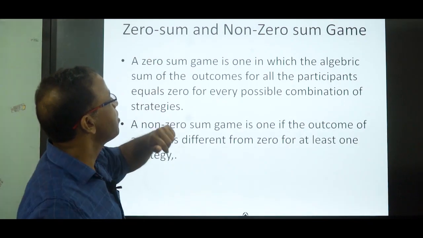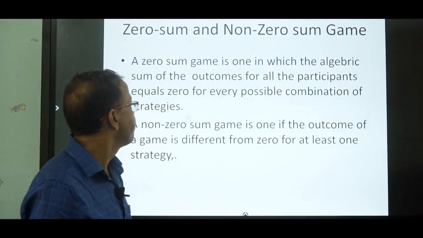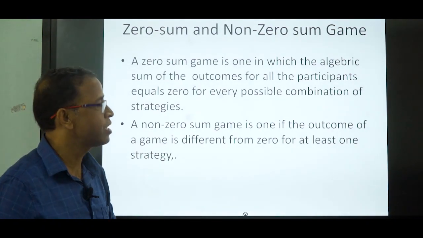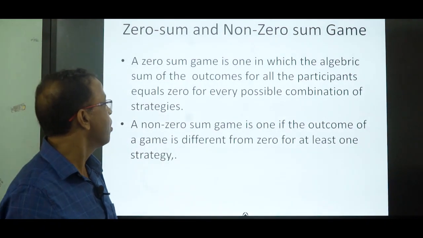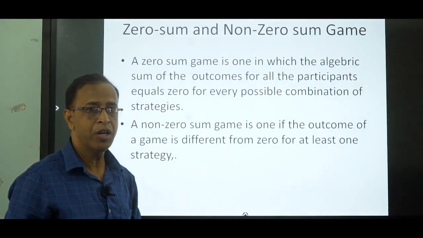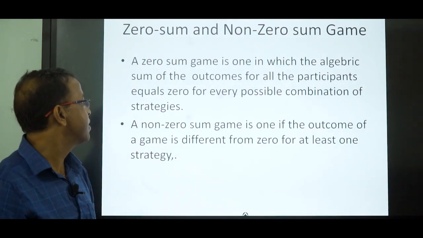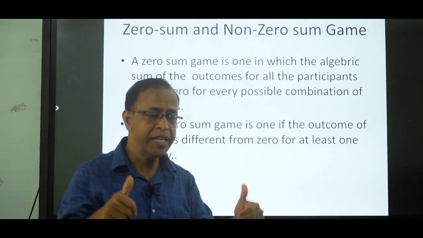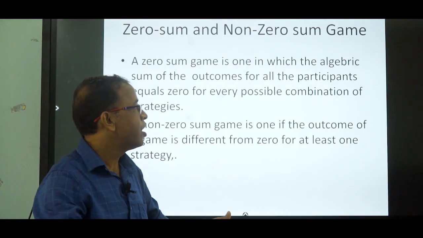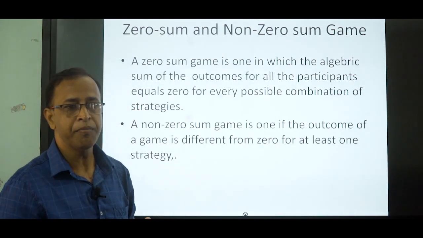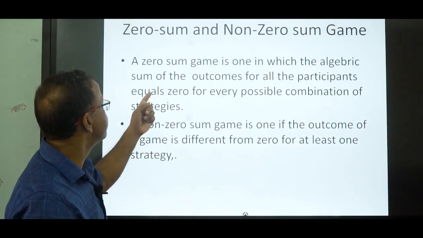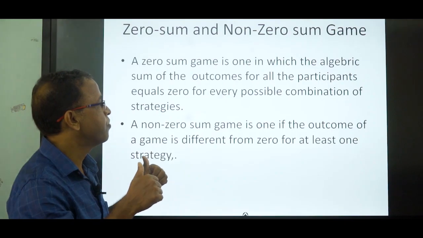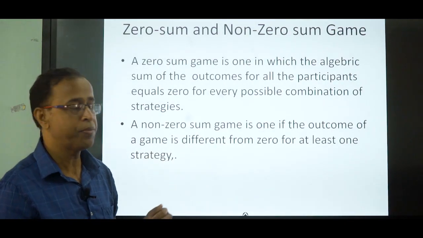Now, what is a zero sum game and a non zero sum game? A zero sum game is one in which the algebraic sum of the outcomes for all the participants equals 0 for every possible combination of strategies. That means two players play the game, and the outcome of the game is 0. That means, in a zero sum game, there is no net outcome from the combination of strategies of the players.